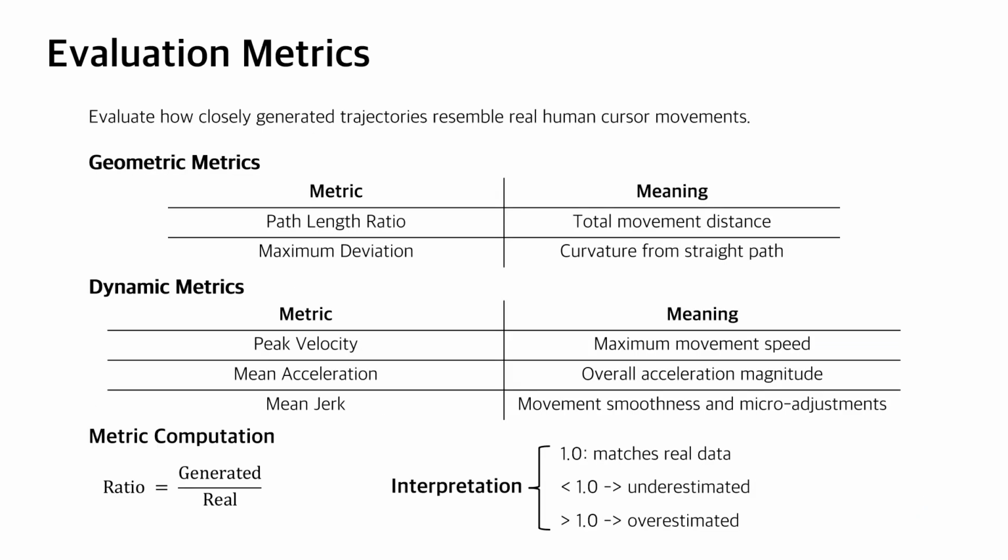To evaluate how closely the generated trajectories resemble real human movement, we use both geometric and dynamic metrics. The geometric metrics include path length ratio and the maximum deviation. We also evaluate dynamic characteristics using peak velocity, mean acceleration, and mean jerk. For all metrics, we compute the ratio between generated trajectories and real ones.